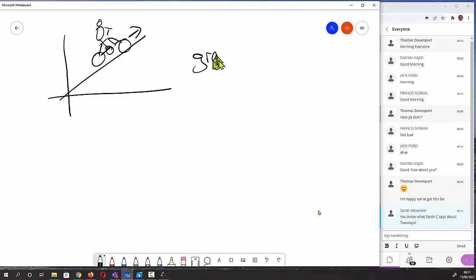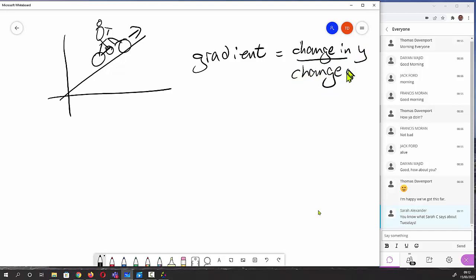Gradient is equal to the change in y divided by the change in x. Okay, so it's how high does it go, and I'm going to call that dy for a given distance in x, dx. And a positive gradient means that you're going uphill. Okay, so gradient m is equal to dy by dx.